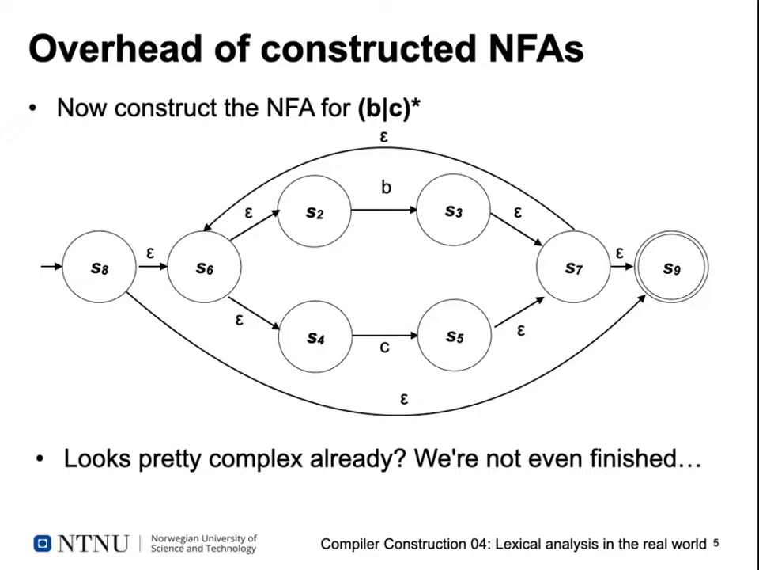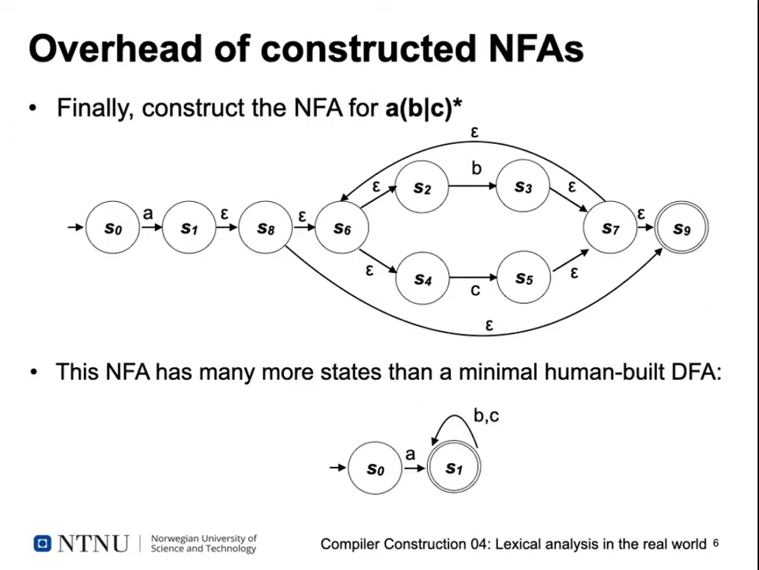Now, as you see, this looks pretty complex already for this very simple regular expression. And we're not even finished here, because we also need to match the initial A, which always has to be there for a string that matches this regular expression. So if we want to match A and then a Kleene star of either B or C, we have to add the recognizer for A in front.